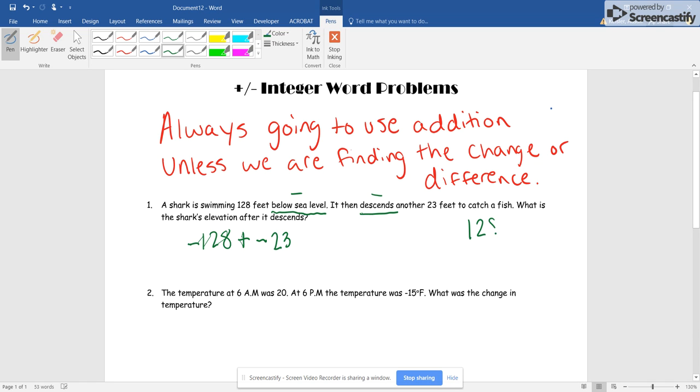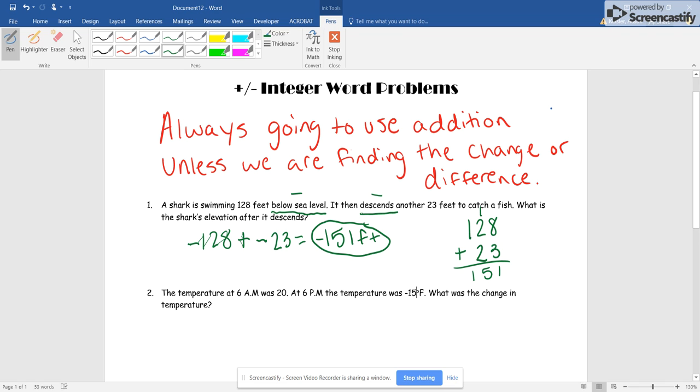So I have 128 plus 23. 8 plus 3 is 11. And 4 plus 1 is 5. And I just bring down my 1. So I have 151, but they're all negatives. So my answer is going to be negative. I'm adding them together and I'm keeping the sign the same. So my answer is negative 151 feet.